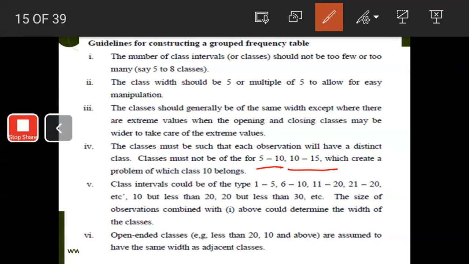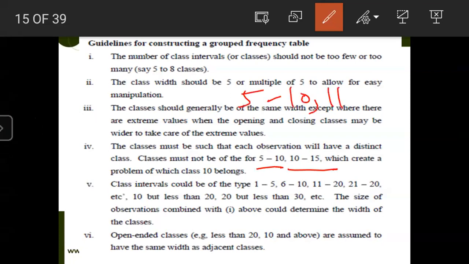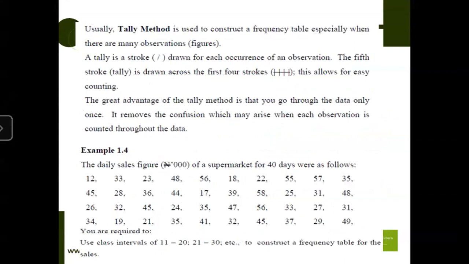No. If it is 5 to 10, the next one will be what? 11 to 15. Followed by what? 16 to 20. Followed by 21 to 25. Nothing like 5 to 10, 10 to 15, 15 to 20, 20 to 25. Nothing like that. Check your class interval very well and endeavor that you've done the right thing.